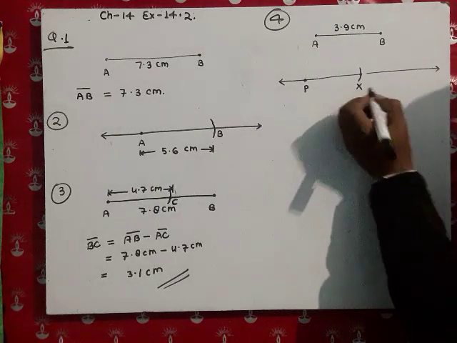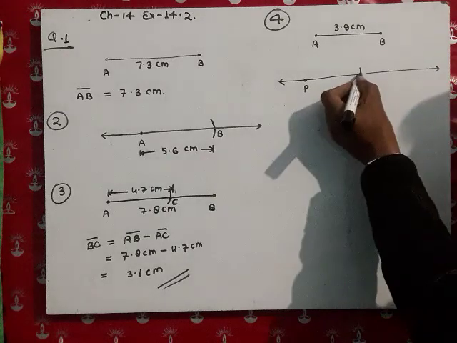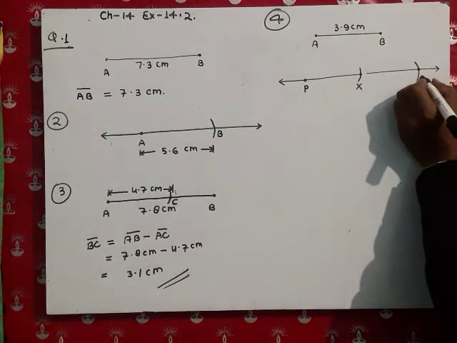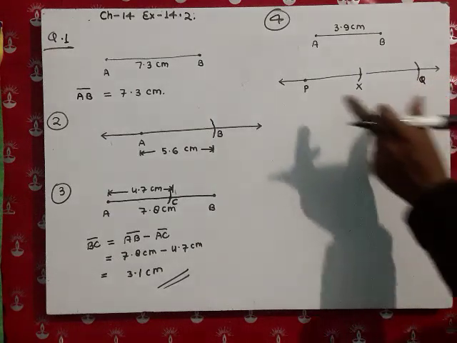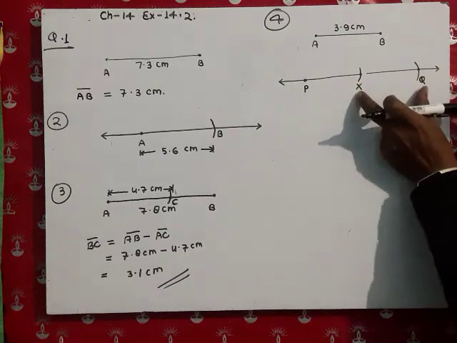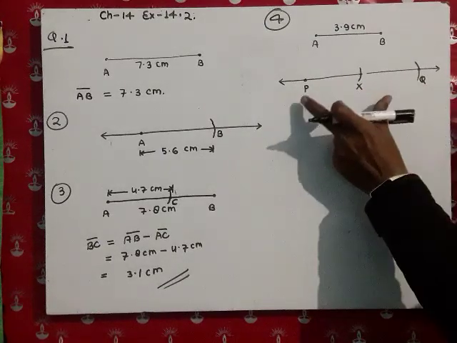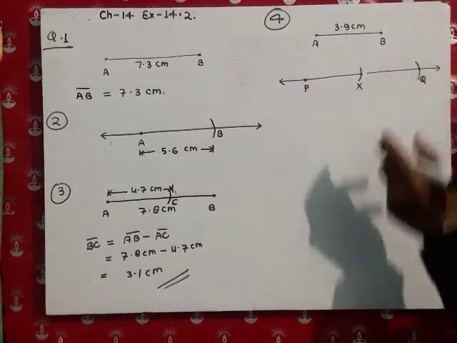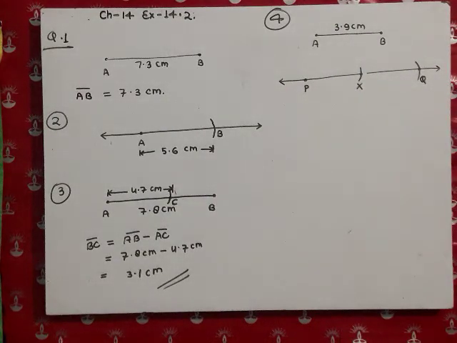You have to take it as X. Now you have to place your compass here and again mark. That will be the point Q. Why? Because now PQ is PX one time and XQ is double. So PQ is double of AB because we have used 2 times here. So PQ is double of AB.